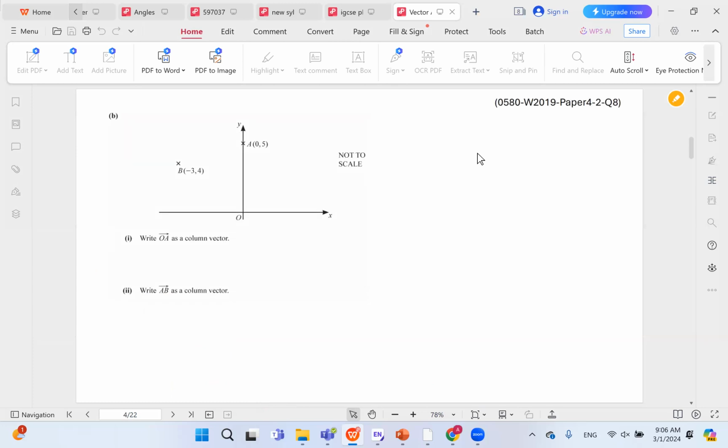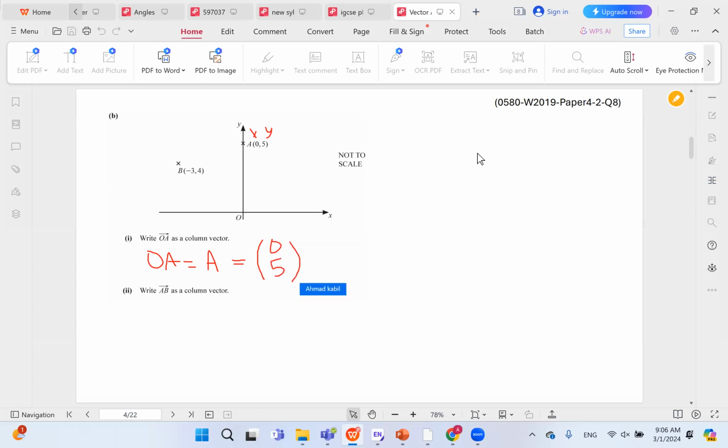In this question, we're required to write OA as a column vector. So OA is basically the same as A, but instead of writing it as a point, we write it as a vector. The x of A is 0, and the y of A is 5. So OA would simply be (0, 5).